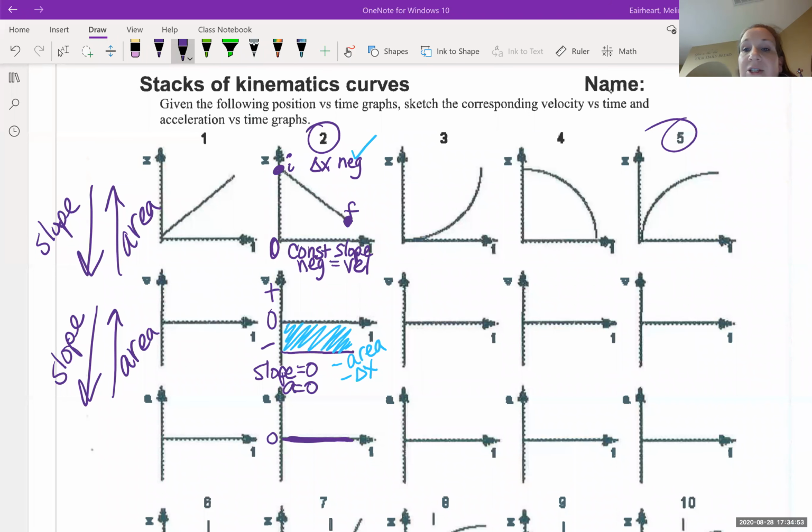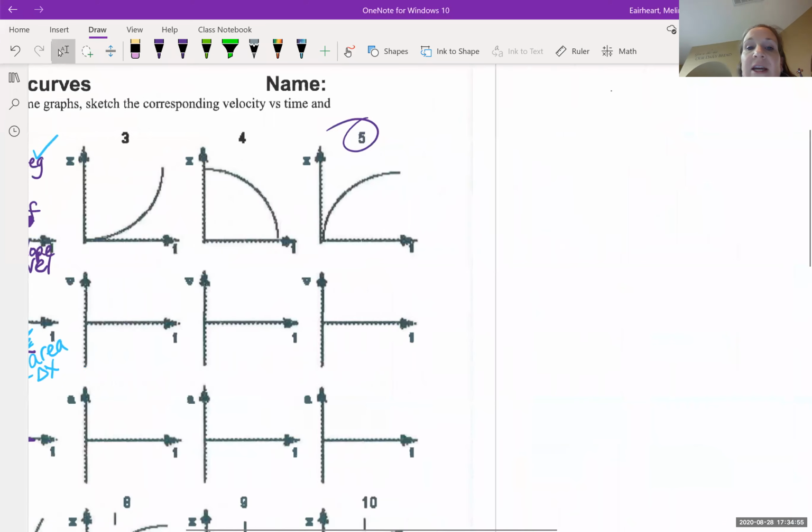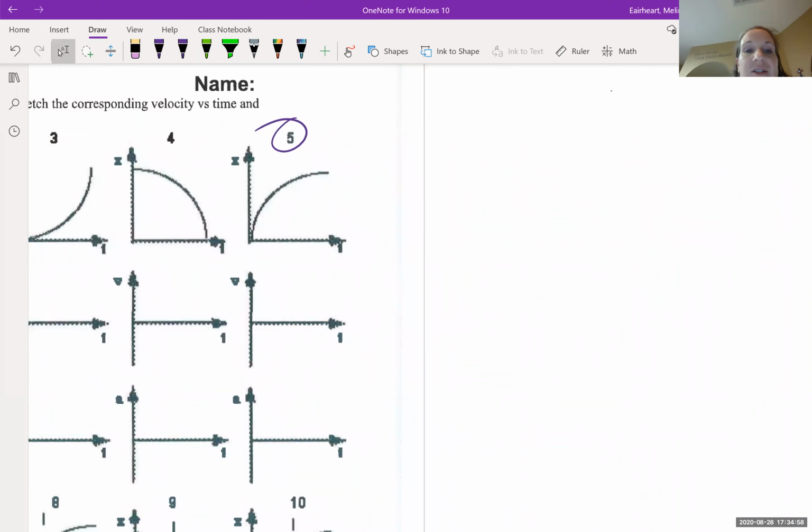All right, so now let's try a curve. Number 5 is a good curve to do. There's some difference from number 2. And so if we look at our position reading, we start at that origin and we're going to end far away. And so that final minus initial position is going to give us a positive displacement. So I'm not doing slope or area there. If it's a position graph, you can get displacement.